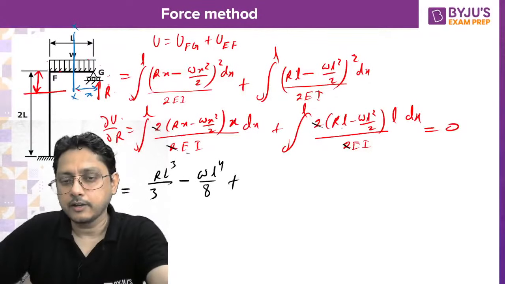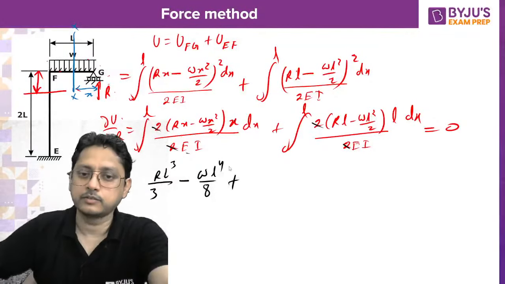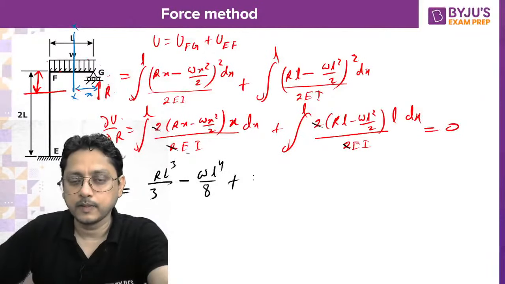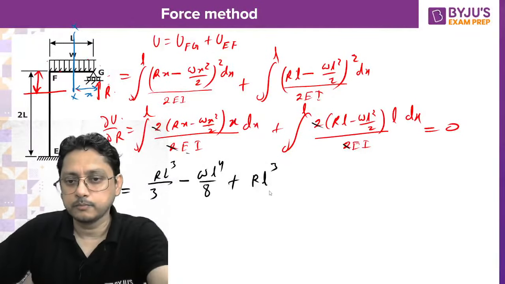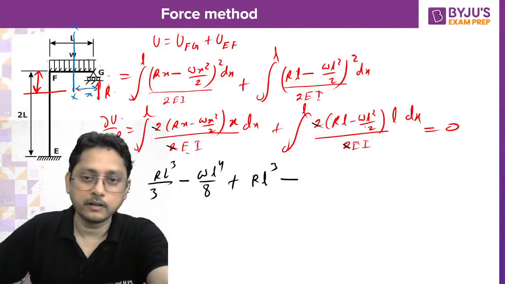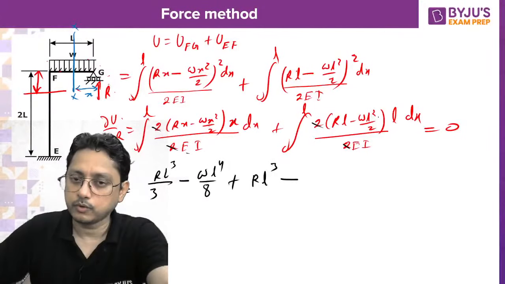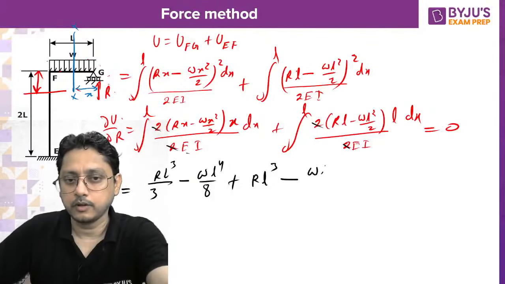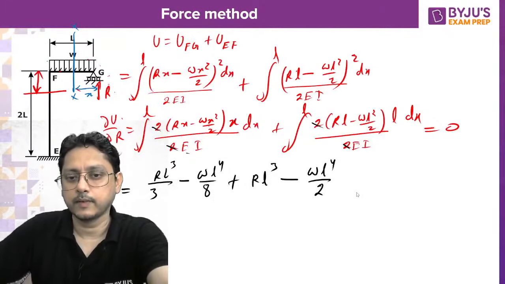From this side, RL square into x, it will get RL cube. Then minus RL x, then WL square by 2, WL cube by 2, and hence it will become WL cube by 2. Then into L, so WL to the 4 by 2. Is it correct? Must be equal to 0.